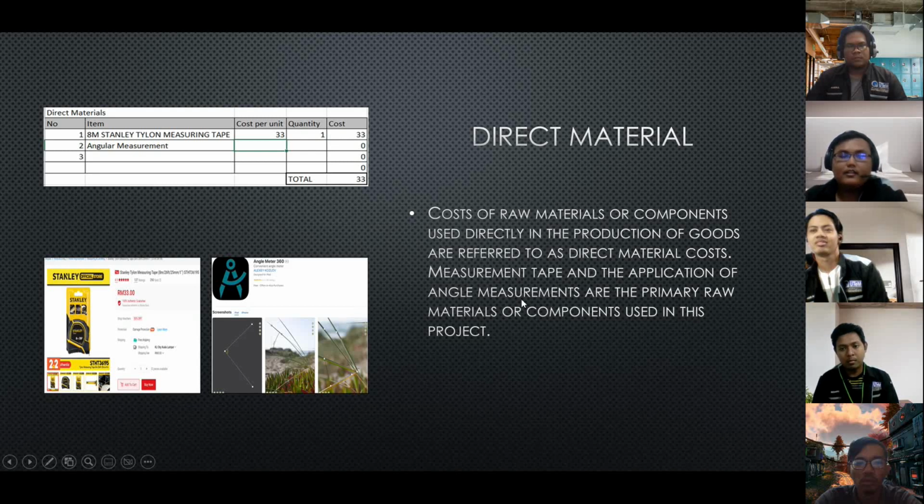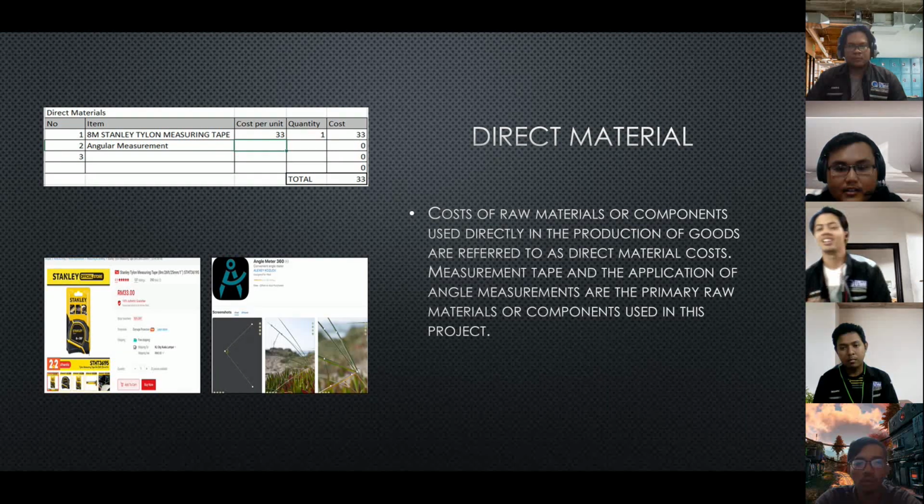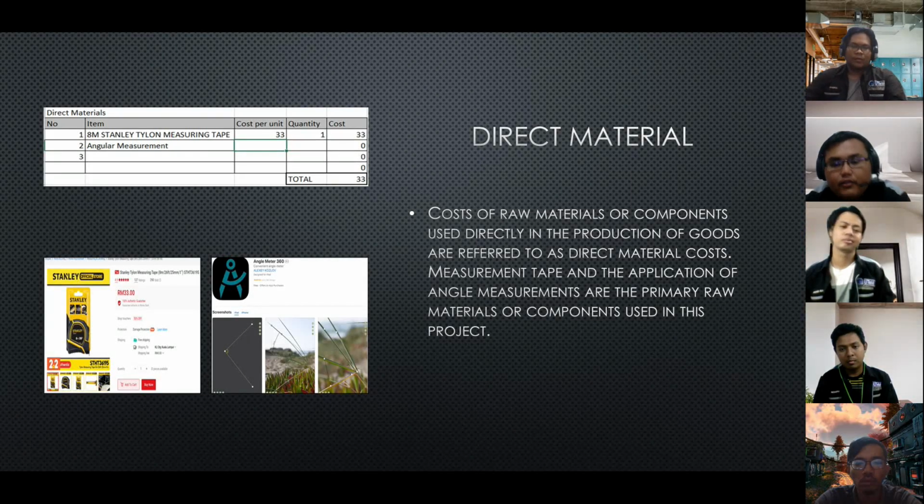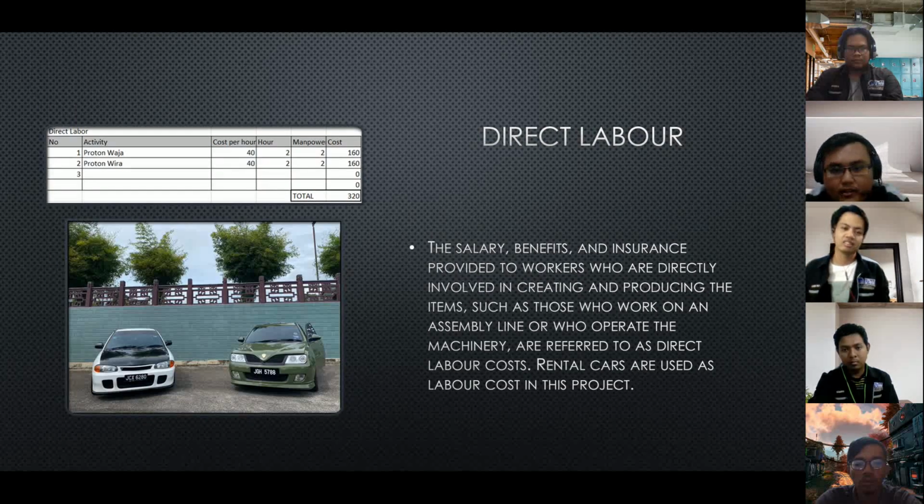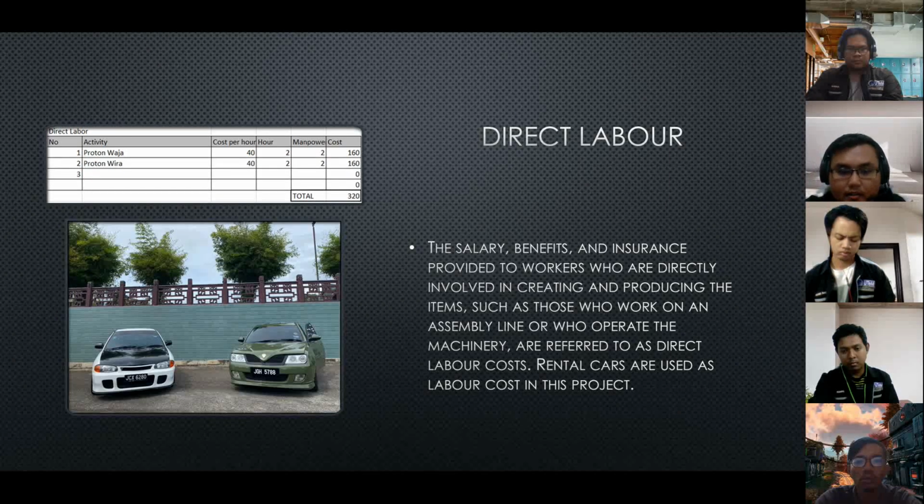For direct material, the cost of raw material or components used directly in the production of goods is referred to as direct material. The measurement tape and the application of angle measurement are the primary raw materials or components used in this project. For direct labor, the salary, benefits, and insurance provided to workers who are directly involved in creating and producing the item, such as those who work on an assembly line or who operate the machinery, are referred to as direct labor cost. For our project, the rental cars are used as a labor cost.